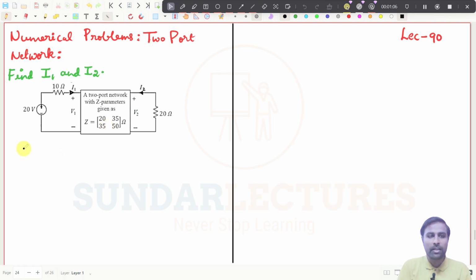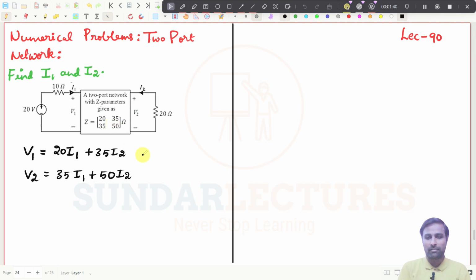So what is the Z parameter? The Z parameter will be V1 equal to 20 I1 plus 35 I2, and V2 equal to 35 I1 plus 50 I2. That is what they have given you here. This V1 and V2, they have just given you in the form of Z parameter.